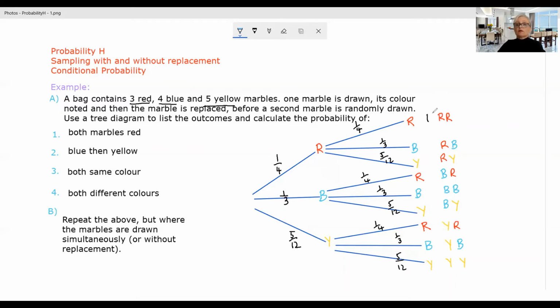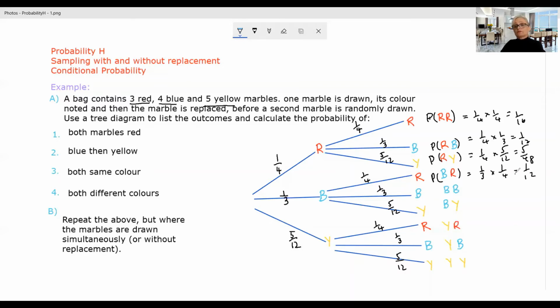So the probability of getting red then red, what we do in this case is we multiply these probabilities. So it would be a quarter by a quarter, which is 1 on 16. Probability of getting red then blue would be a quarter times a third, which is 1 on 12. Probability of getting red then yellow would be a quarter times 5 on 12, which is 5 on 48. Probability of getting blue then red, a third by a quarter, which is a 12th.